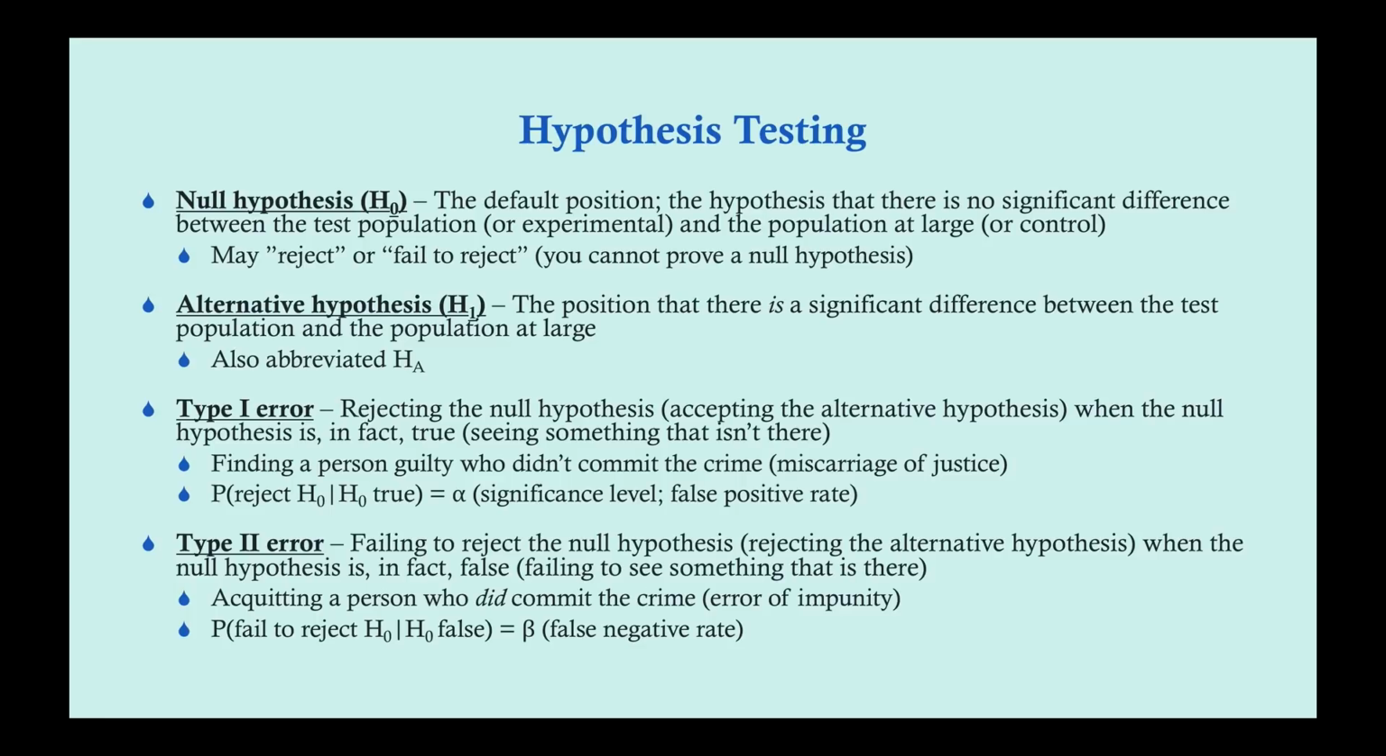So that would be like acquitting a person when you fail to reject the null hypothesis that they're not guilty. You're acquitting the person. So this is kind of a double negative, right? So you're finding the person not guilty. And I say double negative.